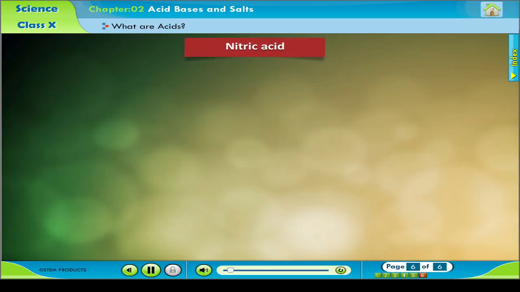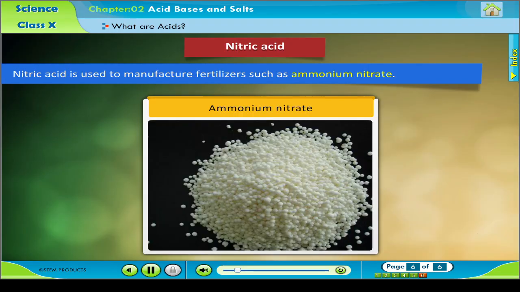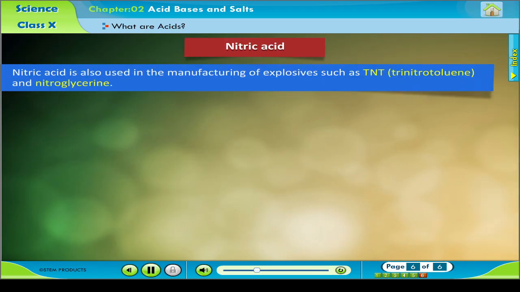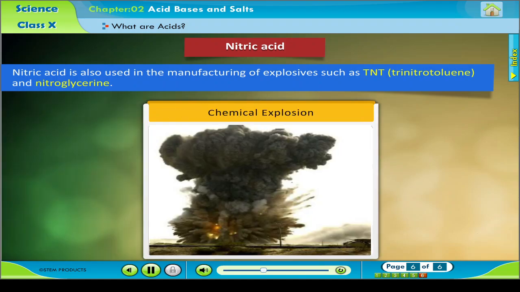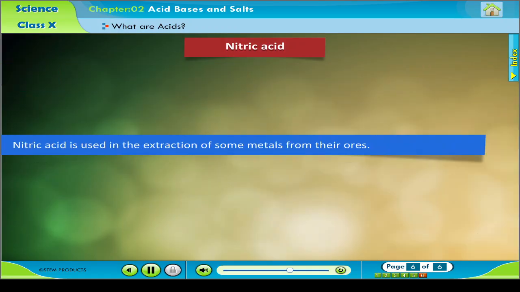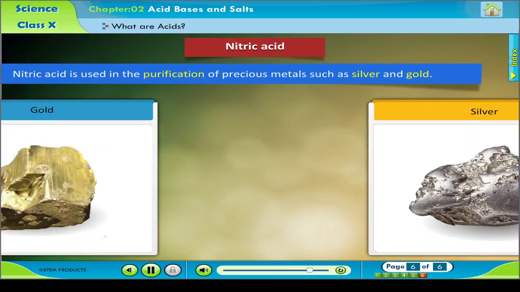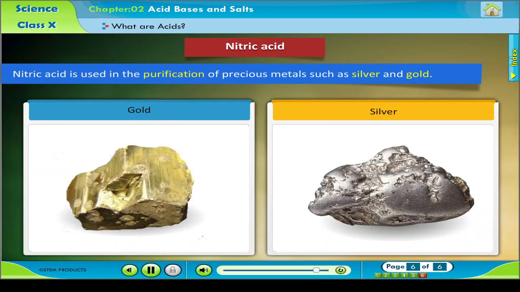Let's understand nitric acid. Nitric acid is used to manufacture fertilizers such as ammonium nitrate. Nitric acid is also used in the manufacturing of explosives such as TNT, trinitrotoluene, and nitroglycerine. Nitric acid is used in the extraction of some metals from their ores. Nitric acid is used in the purification of precious metals such as silver and gold.